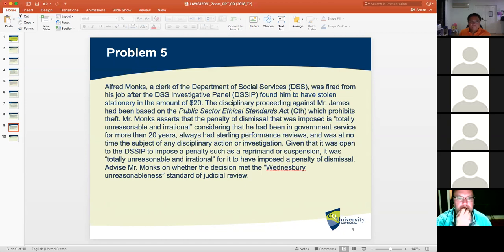Given that it was open to DWS IP to impose a penalty such as reprimand or suspension, it was totally unreasonable and irrational for it to have imposed the penalty of dismissal. Advise Mr. Monks on whether the decision met the Wednesbury unreasonableness standard of judicial review.